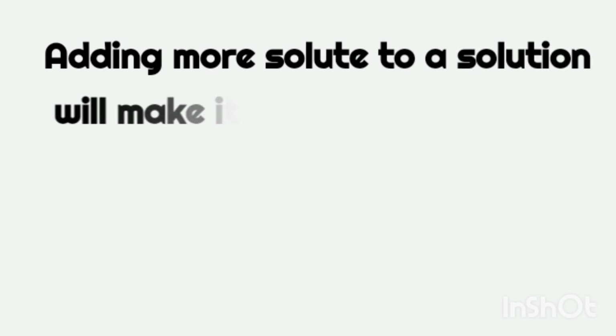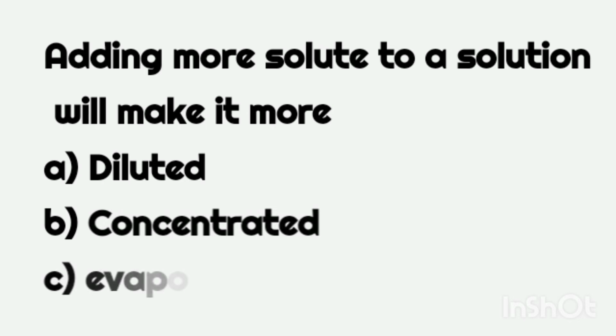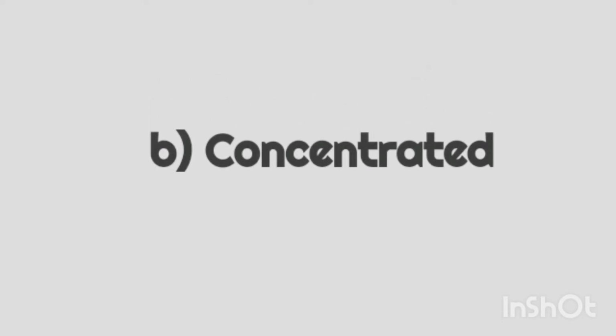Adding more solid to a solution will make it more A, diluted, B, concentrated, and C, evaporated. Of course, adding more solute to a solution will make it concentrated. Yes, when the solute is less, it's dilute, but when the solute is more, it is concentrated.